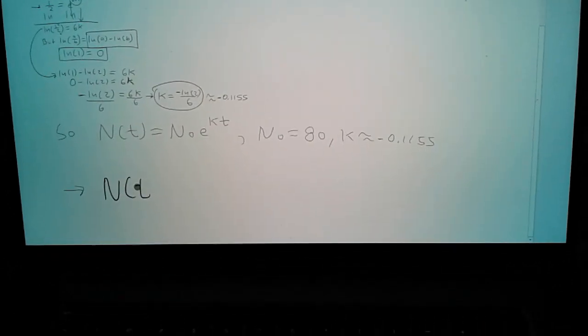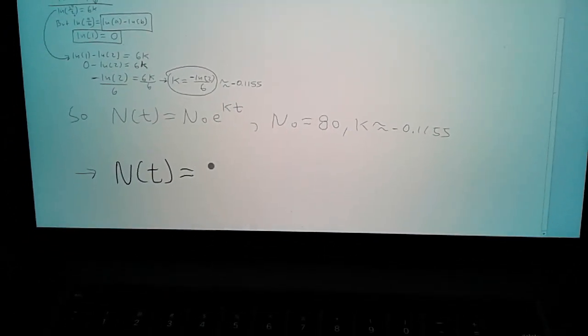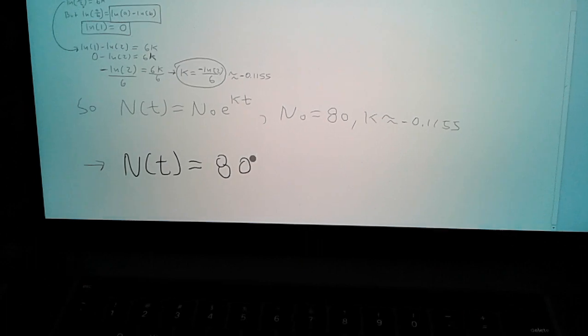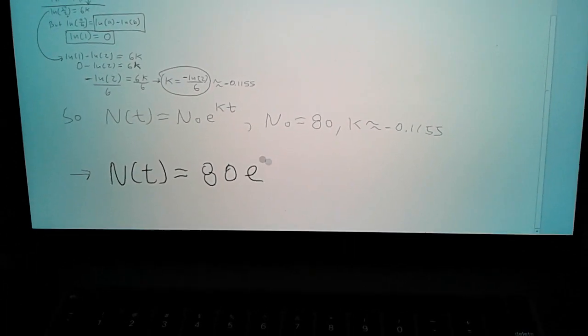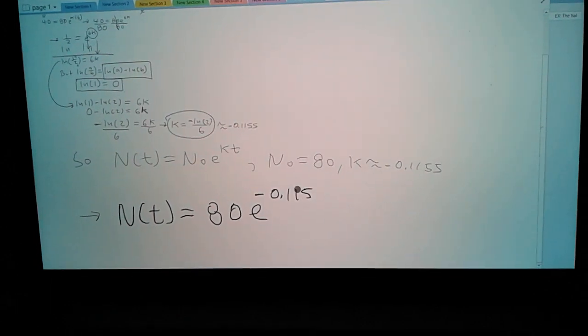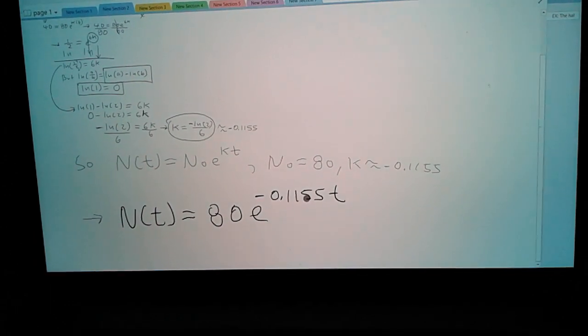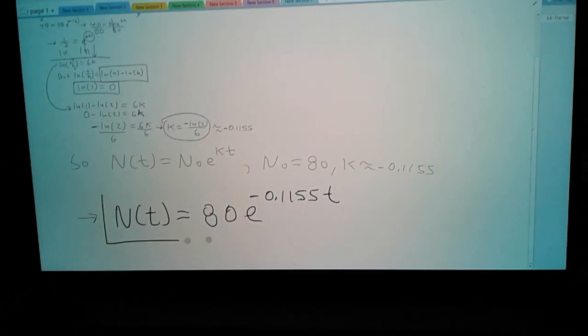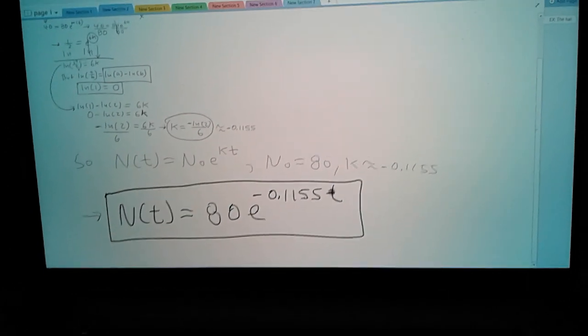So I'm going to get n of t is equal to n naught, which is 80, e to the kt, which is negative 0.1155t. So this is my exponential model for this problem.